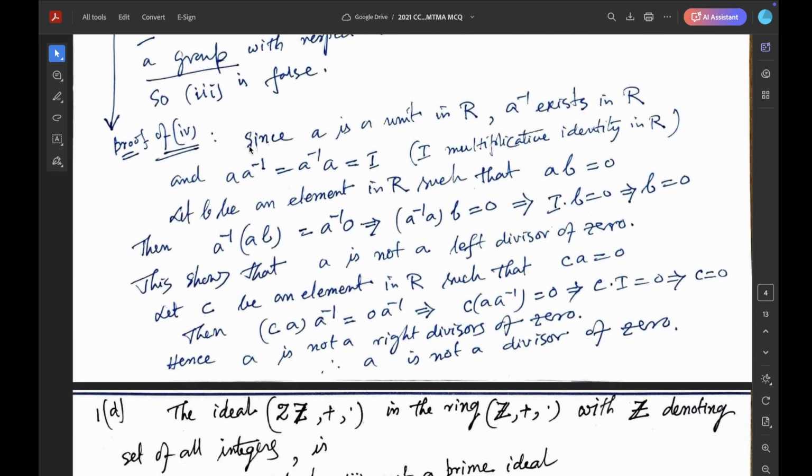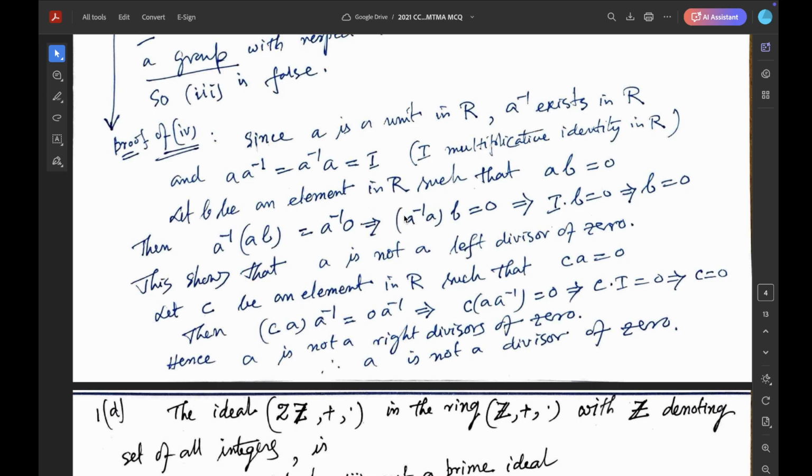Proof: since A is a unit in the ring R, A inverse exists in R, and A inverse A equals I, where I is the multiplicative identity, that is, unity in R. Let B be an element in R such that AB equals 0. Then A inverse (AB) equals A inverse 0, by the associative property of multiplication.